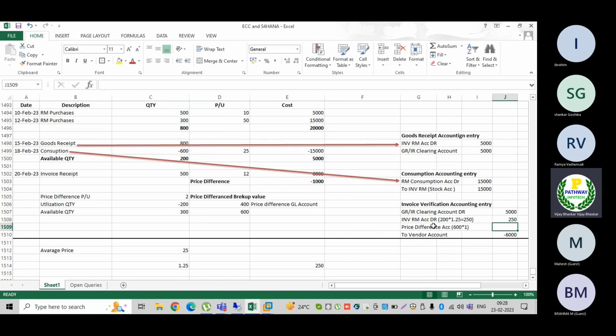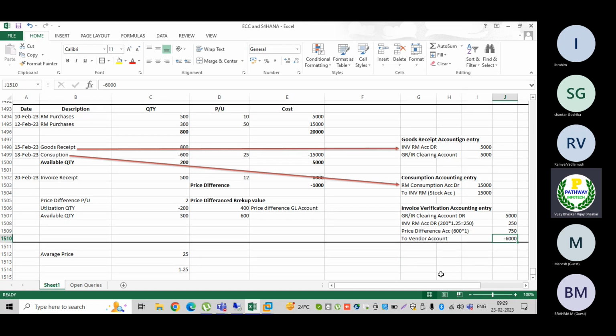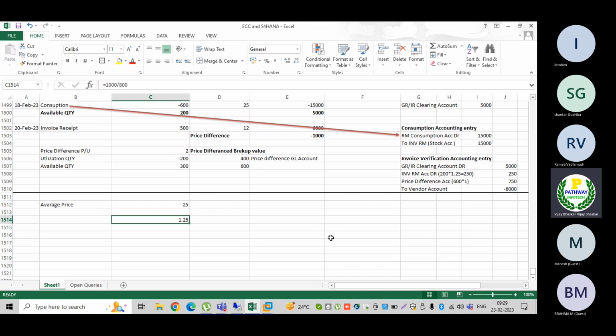Now the consumption that has happened is 600. The consumption-related price difference we need to show in the price difference account. Then 600 into 1.25, what would be my cost is 750 rupees. So 750 is what I am showing here. Now you can see here debit and credit both values are matching. This is when stock is partially available. This is the price difference account which we are going to show.